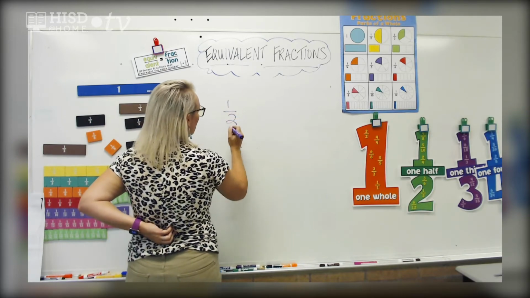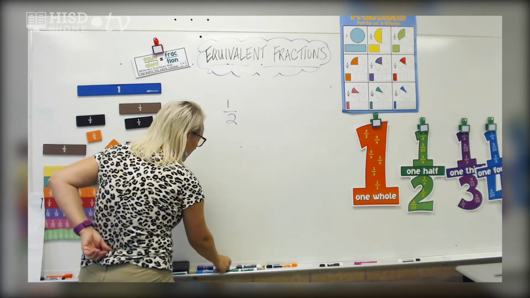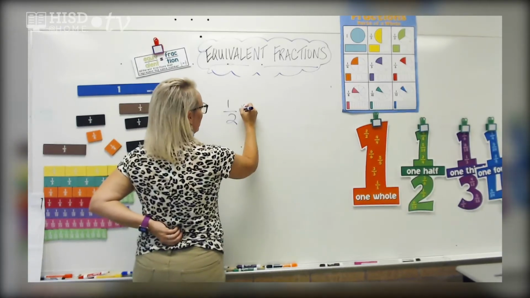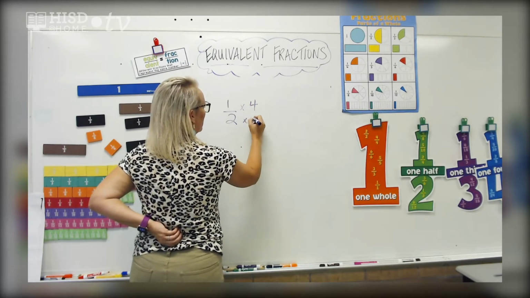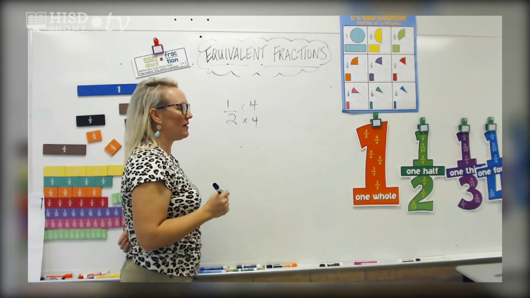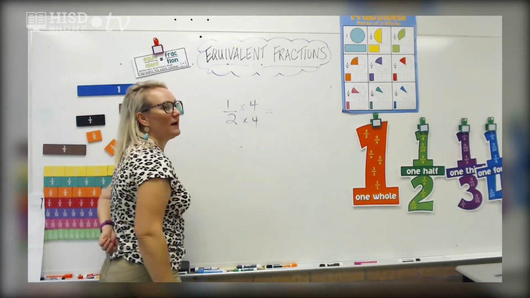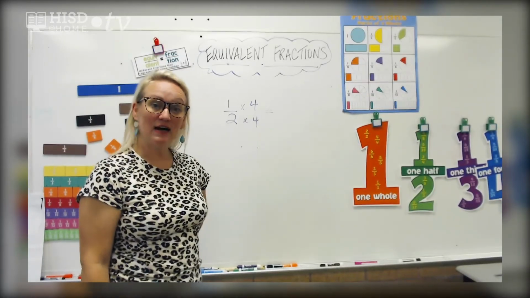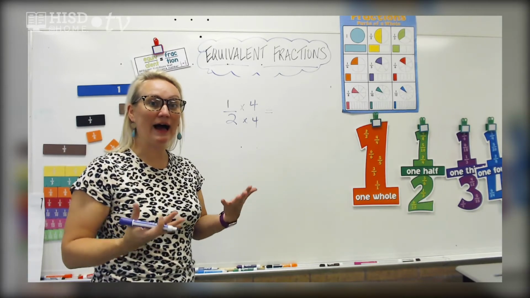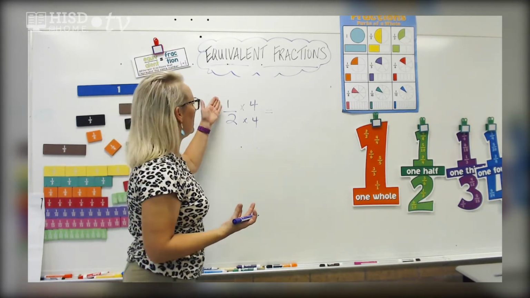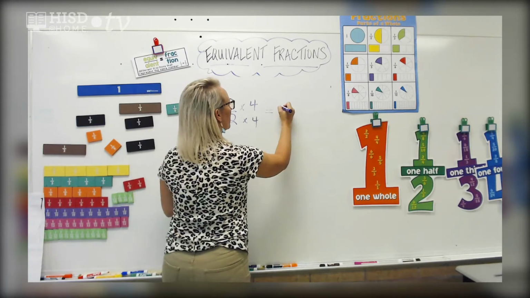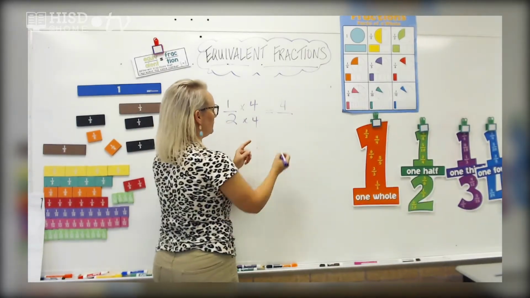Let's try 1/2. And we're going to find the equivalent of it if we multiply it by 4. Remember, you can multiply it by any number to get the equivalent. So if we multiply 1/2 times 4, we should still get like half of something, right? But it's a different way. So 1 times 4 is 4, and 2 times 4 is 8.